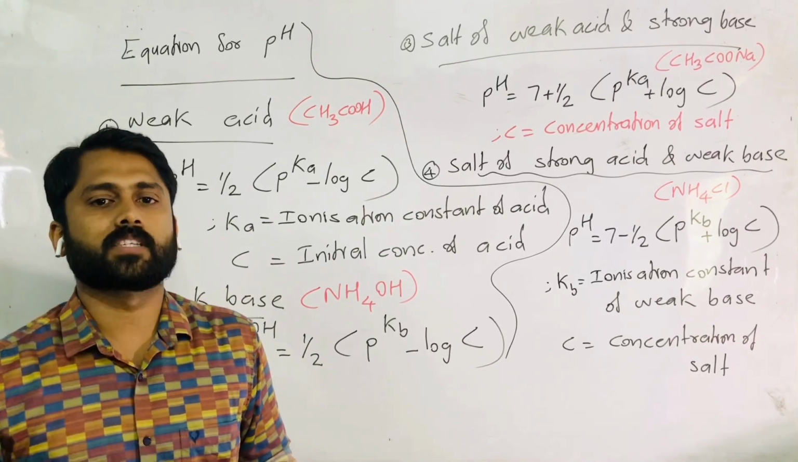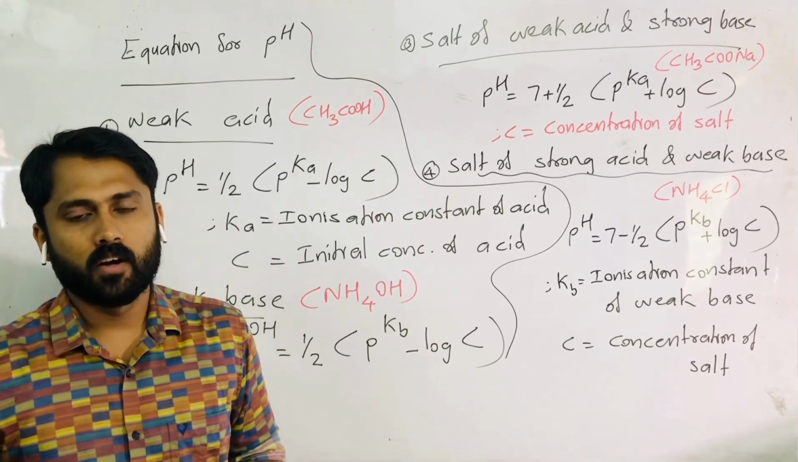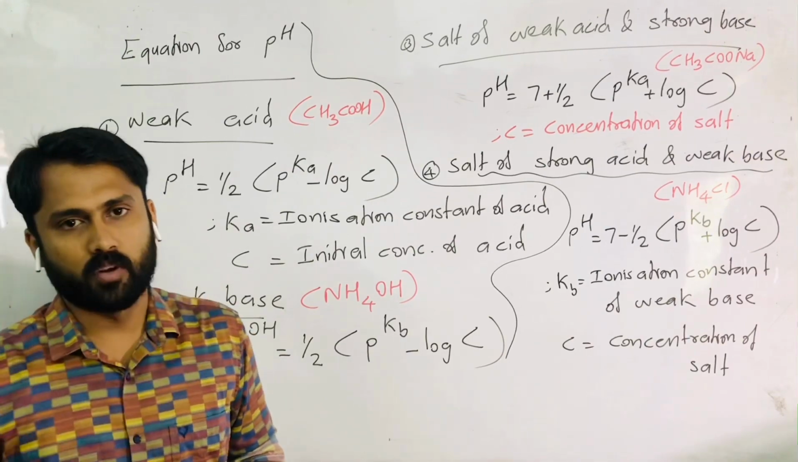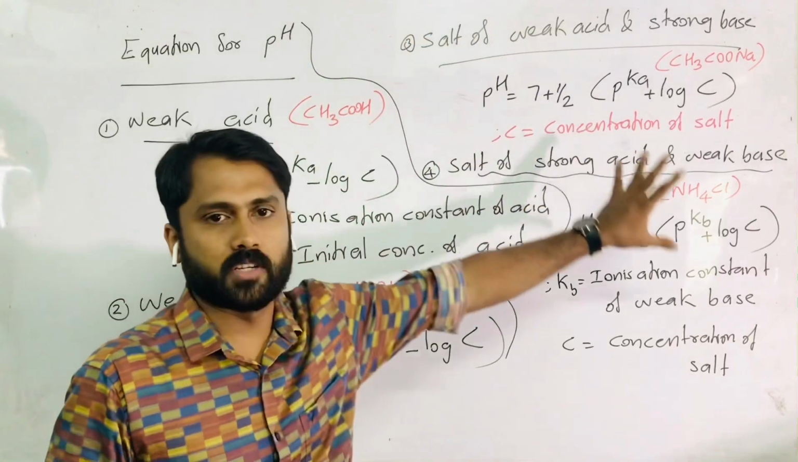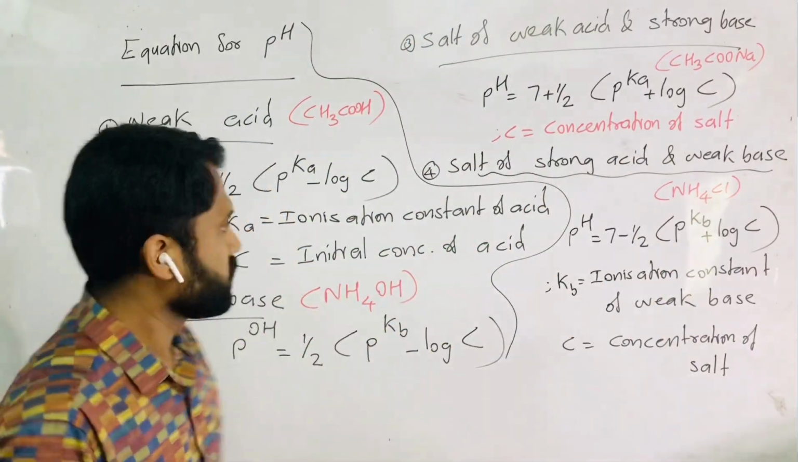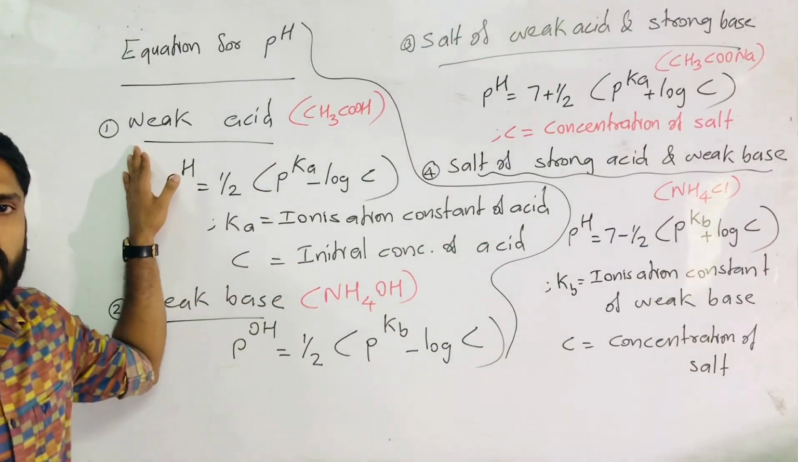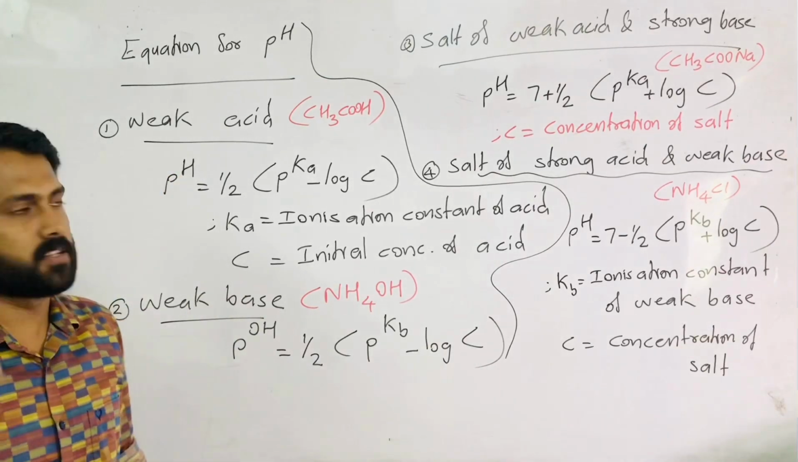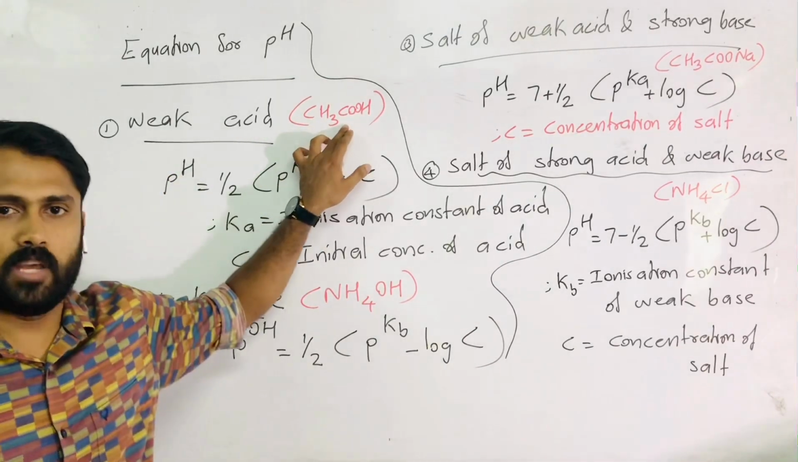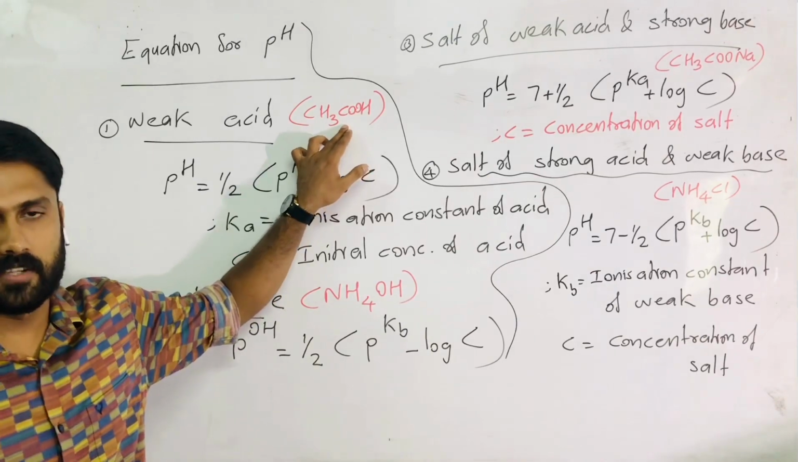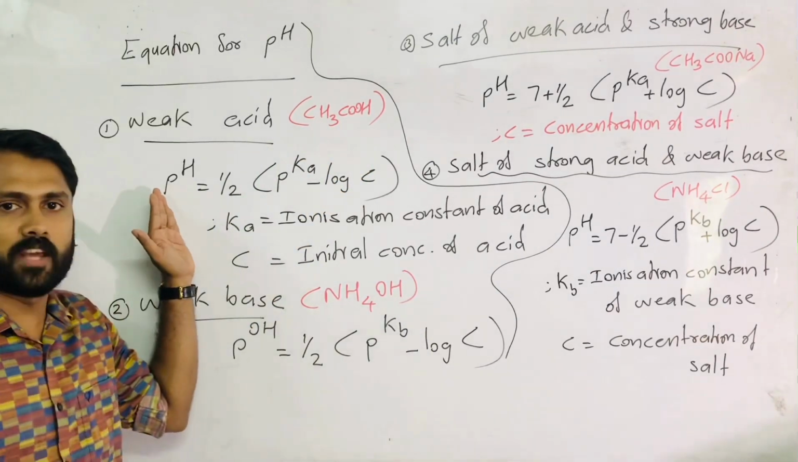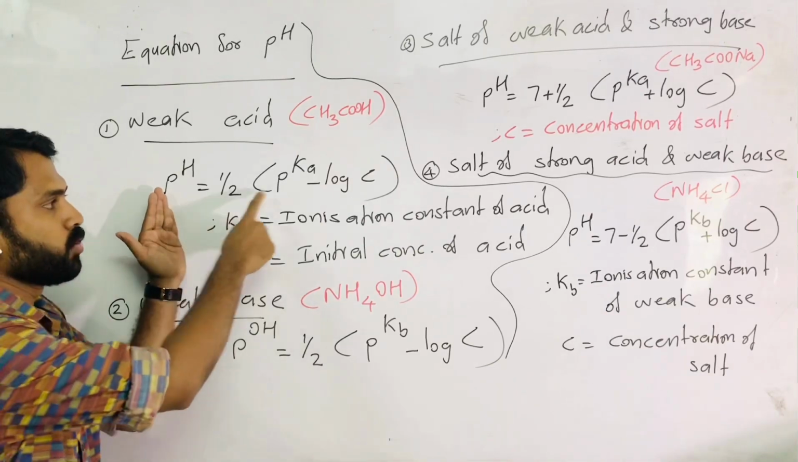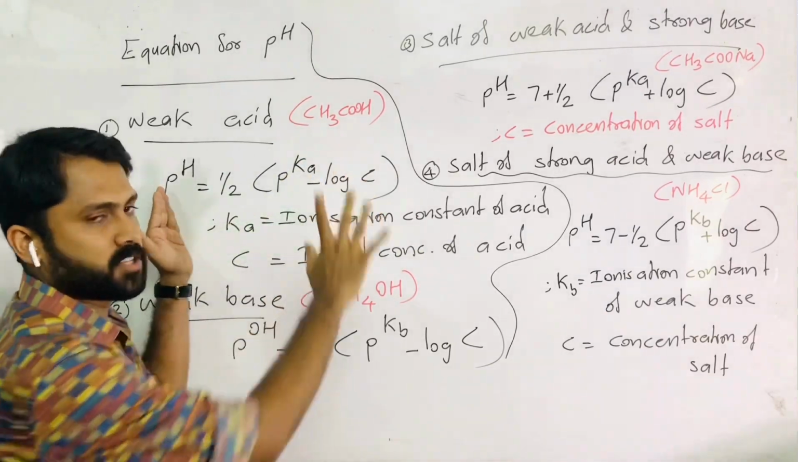Today we are going to discuss a new area in pH calculation. First, I am giving you some equations for these calculations. Number one: if we are given a weak acid like CH3COOH, that means acetic acid, for the calculation of pH we have to use one equation, that is pH = 1/2 (pKa − log C).